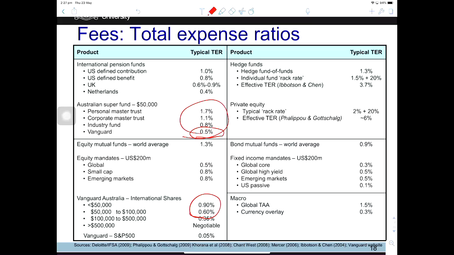On the right, we have the average expense ratio of hedge funds and private equity. They are much higher than equity mutual funds, close to 4% for private equity. The effective fee can be as high as 6%. With bond mutual funds, the fee is much lower, and they are usually half of the actively managed equity funds.